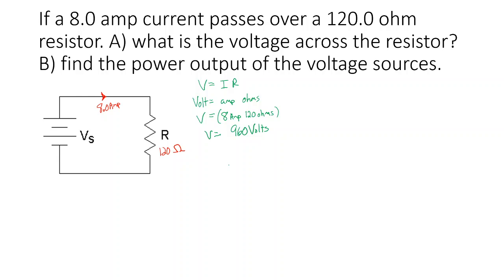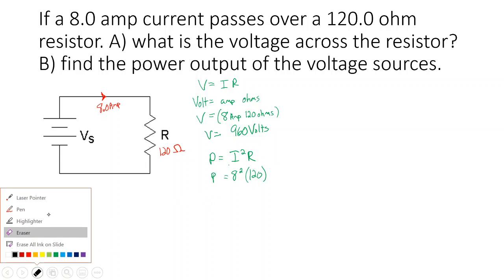Well, we've learned that power equals I squared R. We've also learned that power equals V times I. But I chose this equation because I was given amps and ohms in the problem. So the amps is 8 amps, so I'm going to square that, and then multiply it by 120 ohms in order to get the power. So let me erase that, fix that.